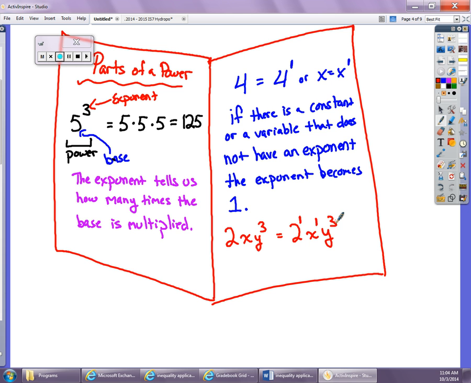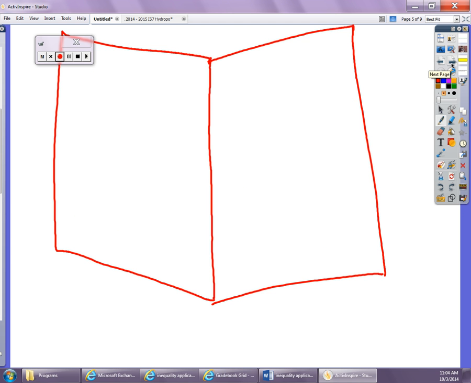Now, we're going to get into a couple of these rules. One of the main rules that you've talked about last year is a power to a power.